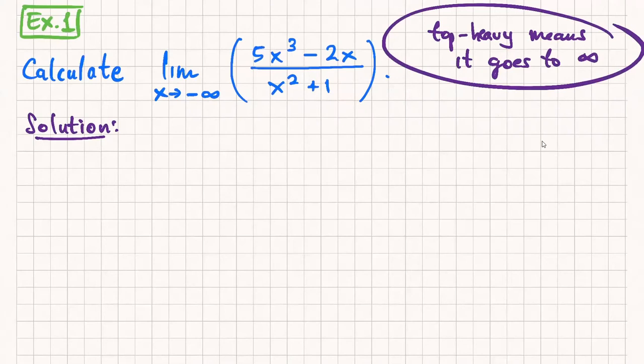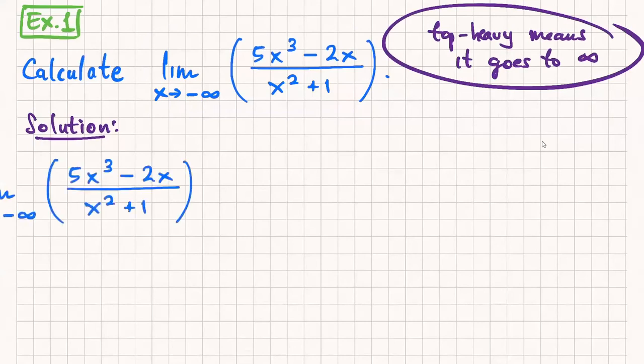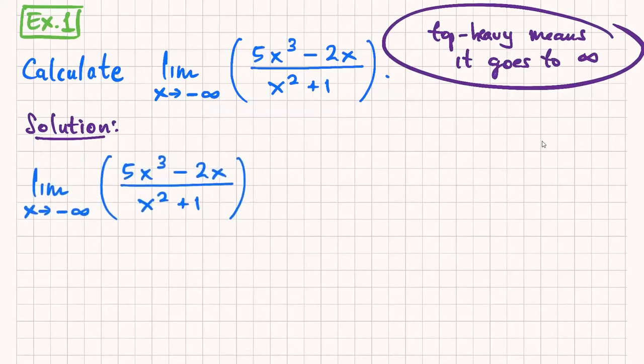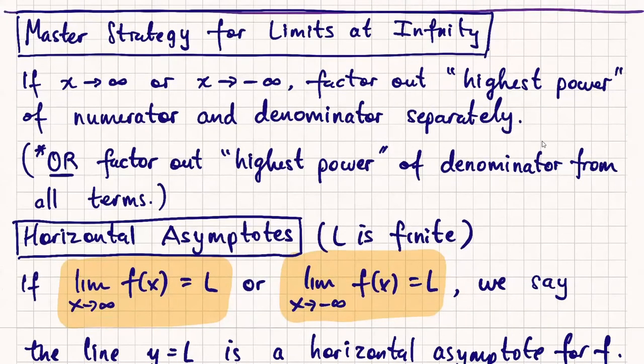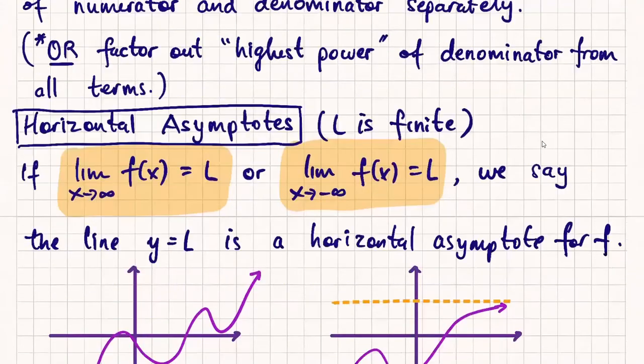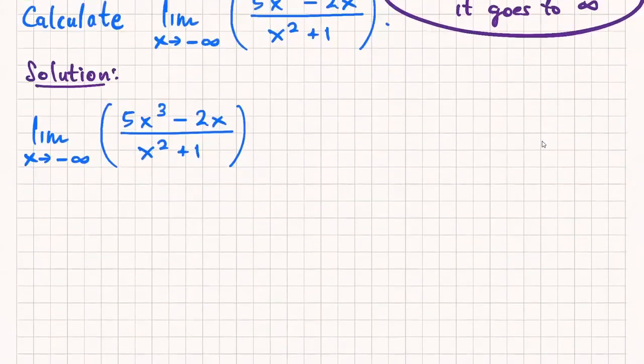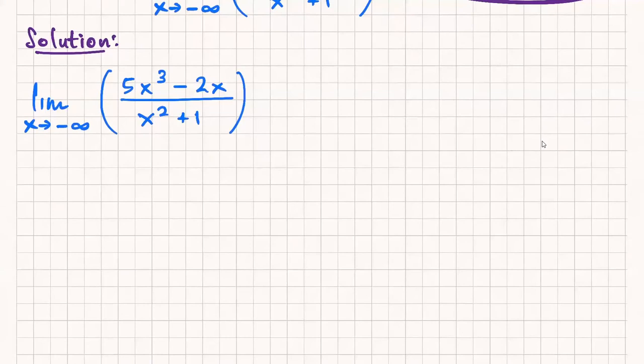Okay, so what is the master strategy? The master strategy for computing these limits, as I wrote earlier, is what? Factor out the highest power of the numerator and denominator separately, right? That's what I wrote here for master strategy. Or you can factor out just the highest power of the denominator, but I'm going to stick with factoring out the highest power of numerator and denominator separately. Okay, so let's do that here. So the highest power of the numerator is x cubed, so factor out x cubed. Highest power of the denominator is x squared, factor out x squared.